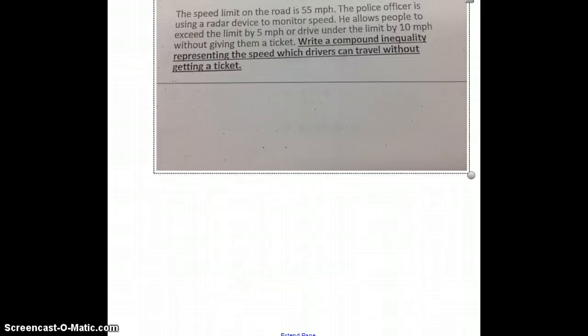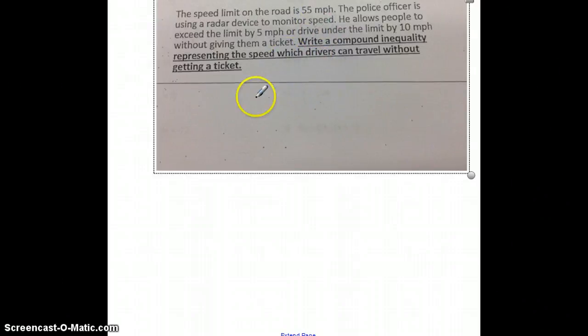All right, last one here. The speed limit on a road is 55 miles an hour. A police officer is using a radar device to monitor speed. He allows people to exceed the speed limit by 5 miles or drive under the limit by 10 miles per hour without giving them a ticket. Write a compound inequality representing the speeds at which drivers can travel without getting a ticket.